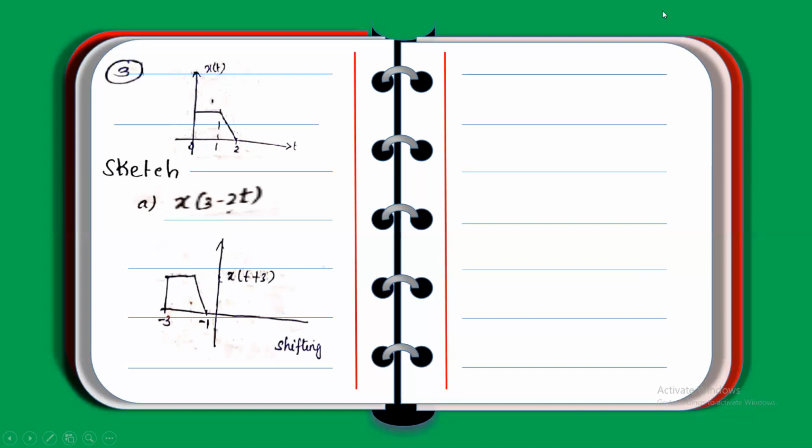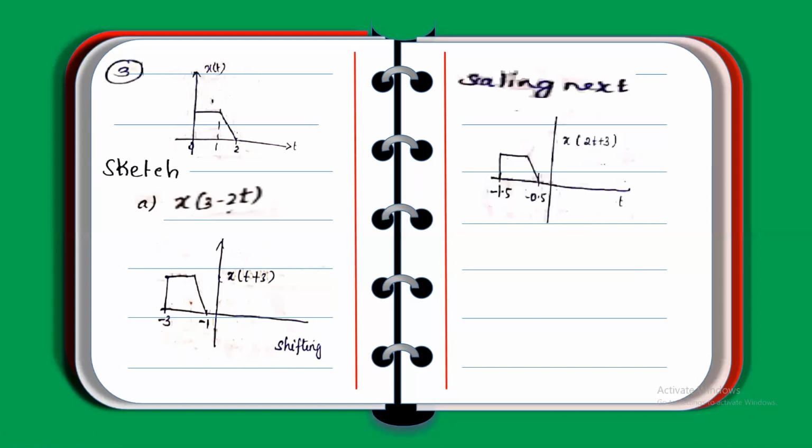This is the resulting signal. This has to be compressed by a factor 2. The signal was spreading between minus 3 to minus 1. Now it is spreading between minus 1.5 to minus 0.5. This is x of 2t plus 3.